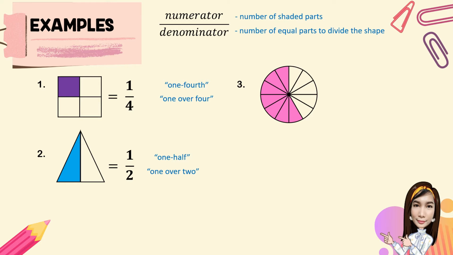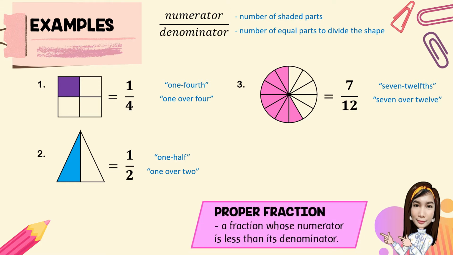And for the last figure, the fraction is equal to 7/12, or 7 over 12. 7 is the numerator, therefore, we have 7 shaded parts. And the circle is divided into 12 equal parts. Therefore, the denominator is 12. Now, the given 1/4, 1/2, and 7/12 are what we call the proper fraction, a fraction whose numerator is less than its denominator.